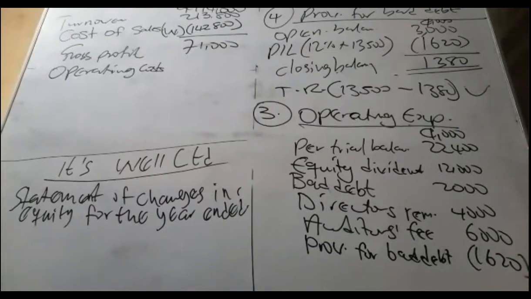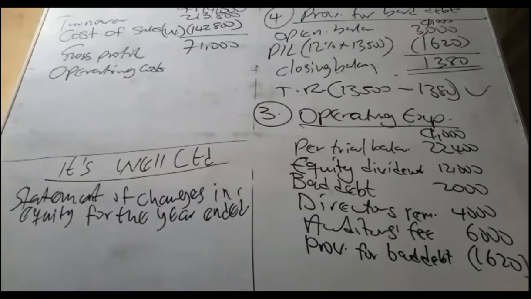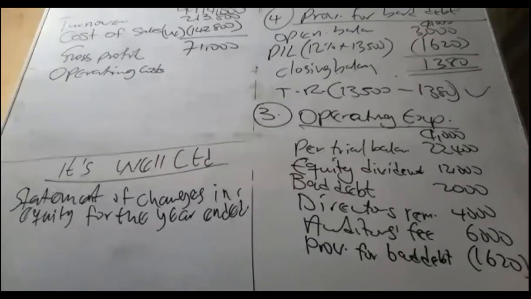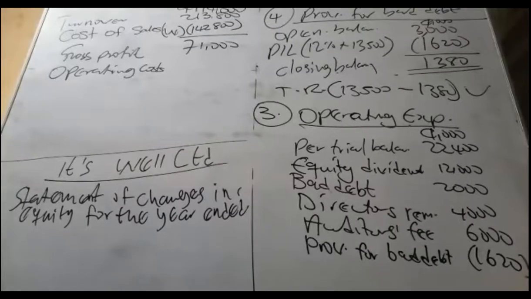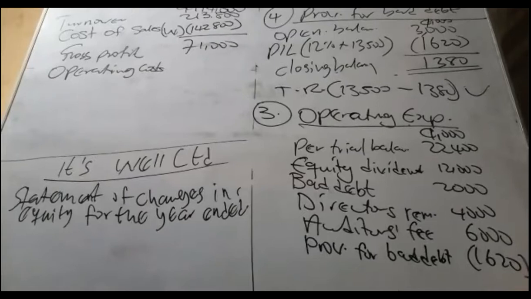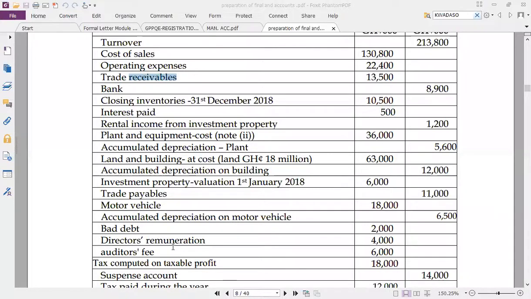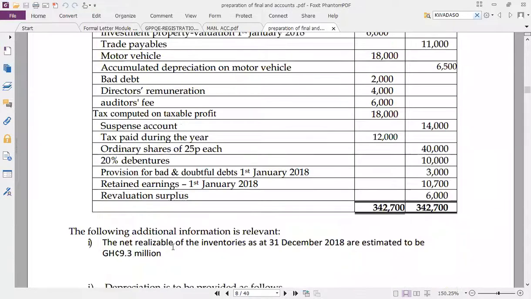Okay. So what do you get? 13,500 less 1380. Then you put the final answer down. Now let's move on with the game. Now let's be sure that we've taken everything from the trial balance. Yes, taken everything. Now what left?